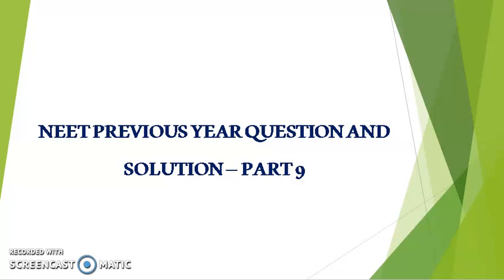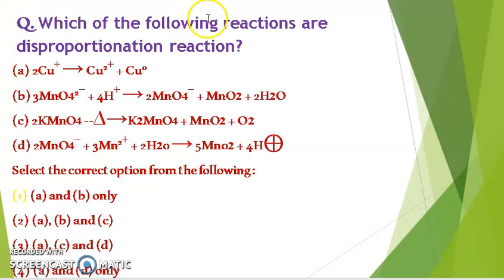Okay, so let's see the first question now. Which of the following reactions are disproportionation reactions? They have given four options here. The first reaction is 2Cu+ gives Cu2+ plus Cu0. If you see the copper on the reactant side, the oxidation state is +1, right? It gives on the product side +2 and here 0. So it is a disproportionation reaction.